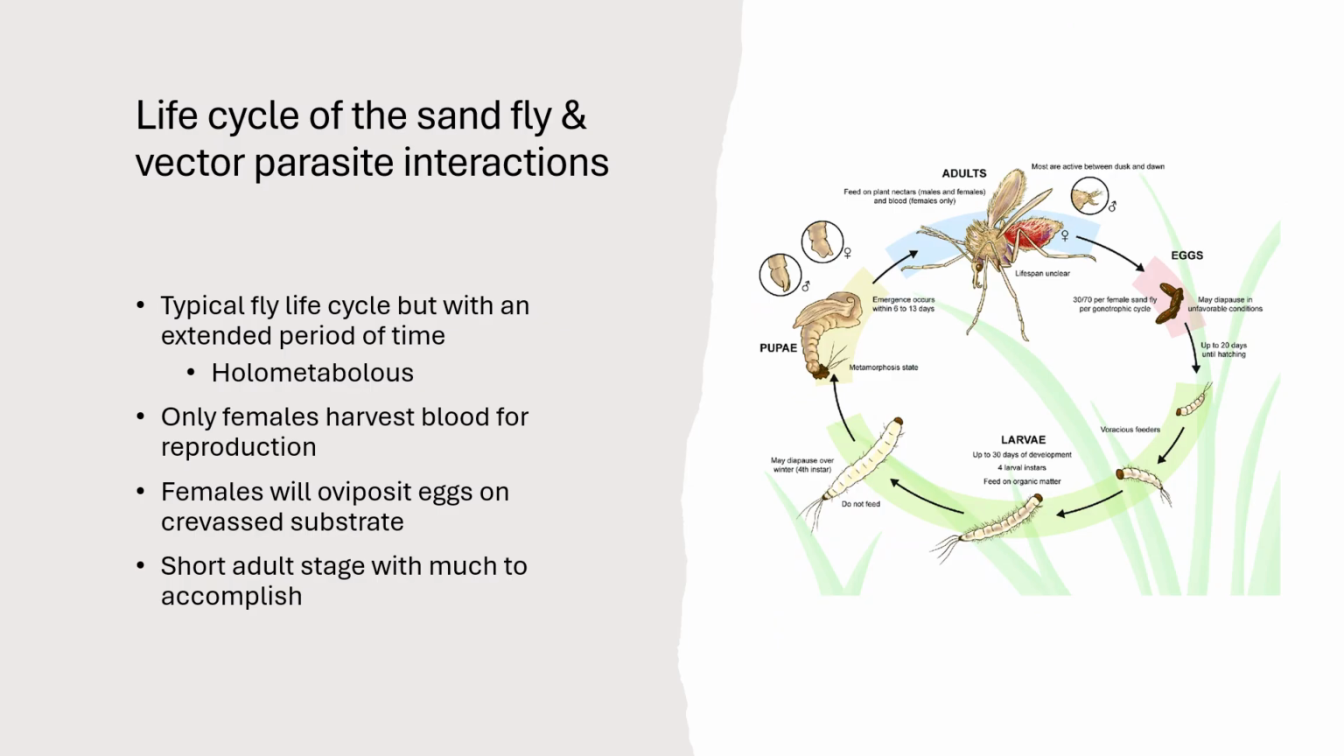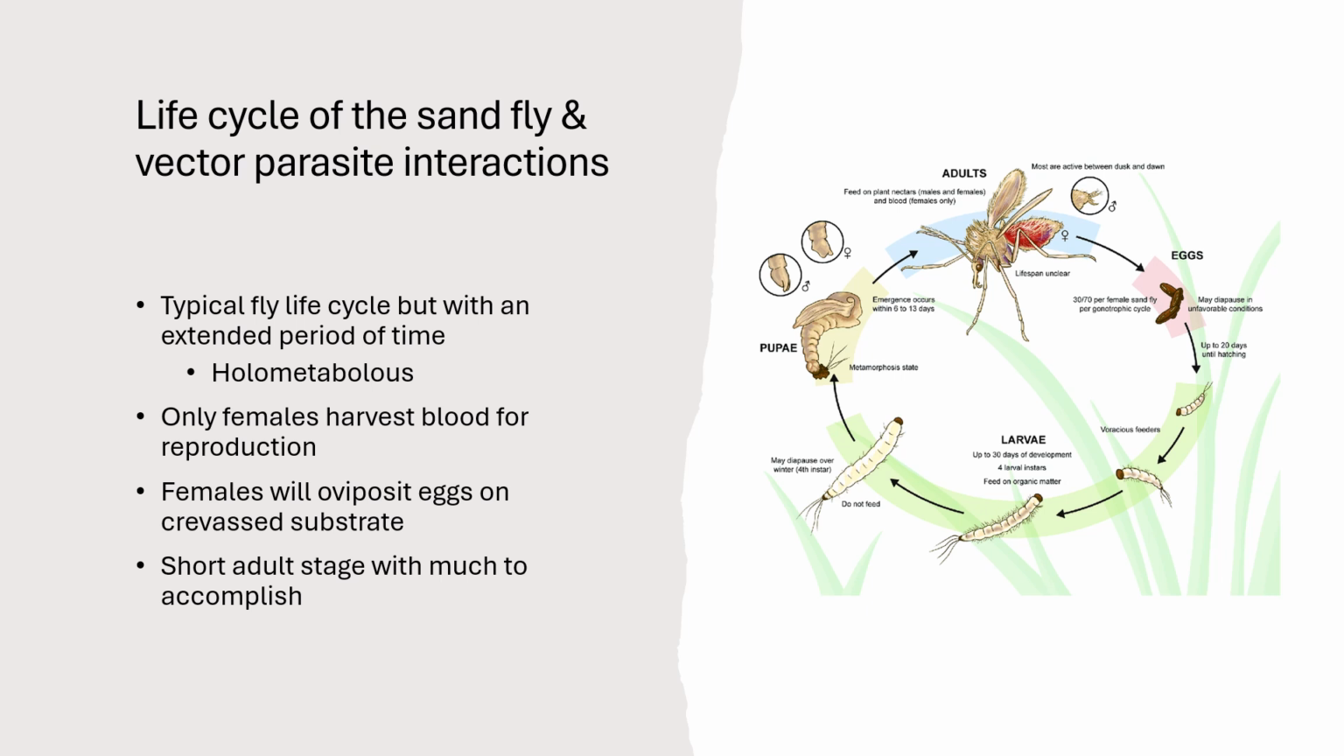So now let's talk about the life cycle of the sandfly as well as its vector-parasite interactions. The sandfly has a pretty typical, standard fly life cycle. It has 4 distinct stages, them being the egg, larval, pupa, and adult stages. This is a holometabolous insect, meaning it goes through a complete metamorphosis, which is typical of many dipterans.